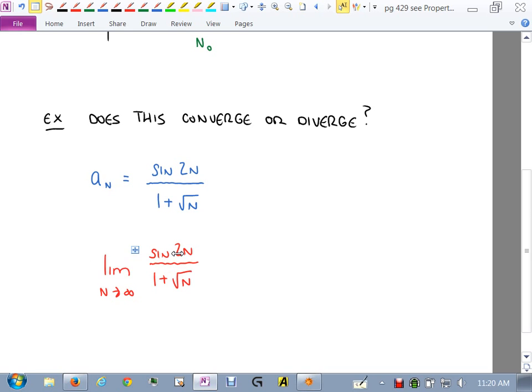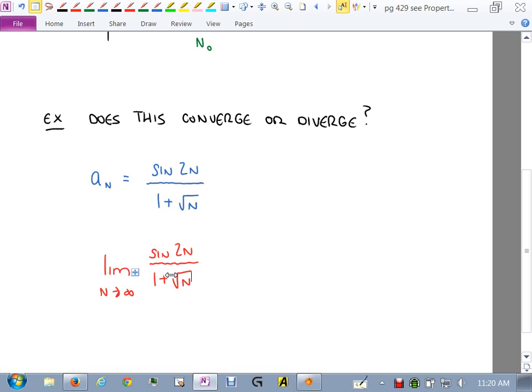Sine is diverging. That doesn't mean it's going to infinity, though, right? So you don't have infinity over infinity. Let's just say, for the sake of argument, and because I want to make a point here, that you did have infinity over infinity. You would be thinking L'Hopital, right?